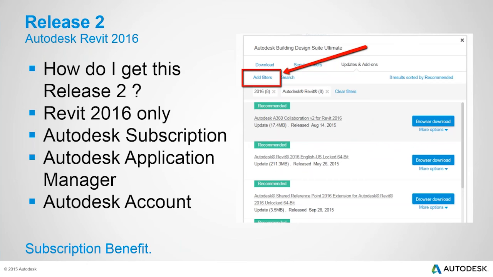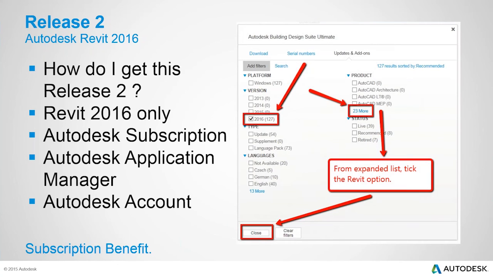Now when you click on add filters, it's going to open up a filtering tool set. So you basically then select your version number. Now if you have got a lot of products, after you've selected your version number, you may need to expand this by clicking on more products and then go down and find Revit and then basically click on close.